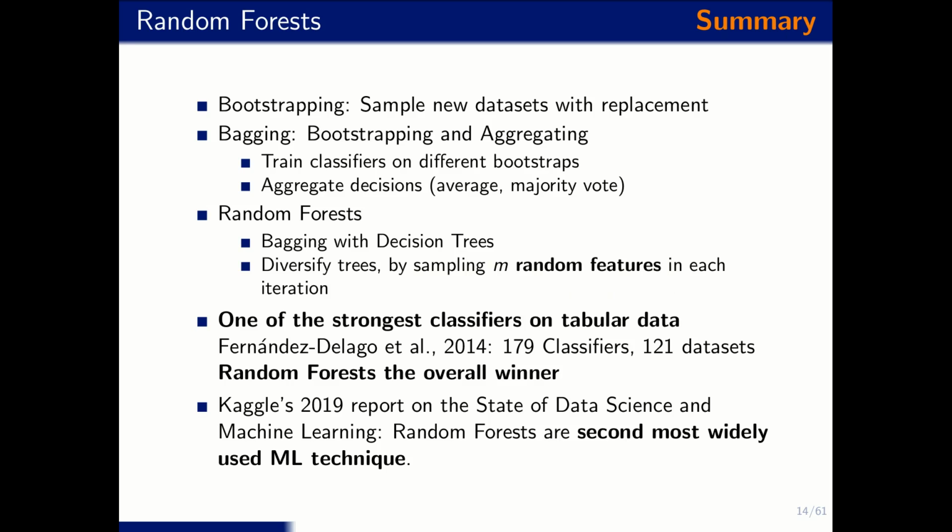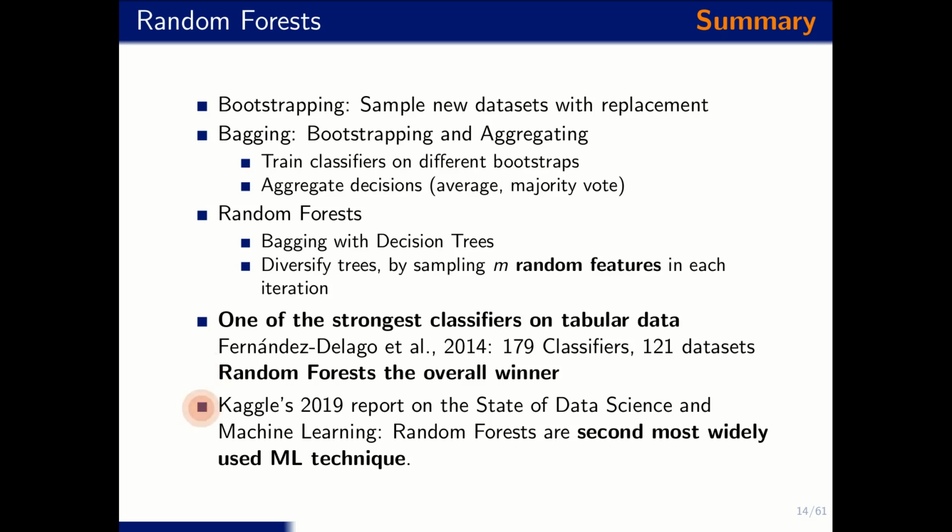And as already said, random forests are one of the strongest classifiers. In this paper by Fernandez-Delgado, they investigated 179 different classifiers and 121 data sets. Overall, the random forests were the winner. This is mostly true for data sets which do not have much structure. We will, in a few weeks, discuss neural networks. As soon as your data sets have signal or structure, like speech, video, audio, natural language, then typically neural networks are nowadays the winners. But if your data sets are more tabular, unstructured data sets, then random forests are really top.